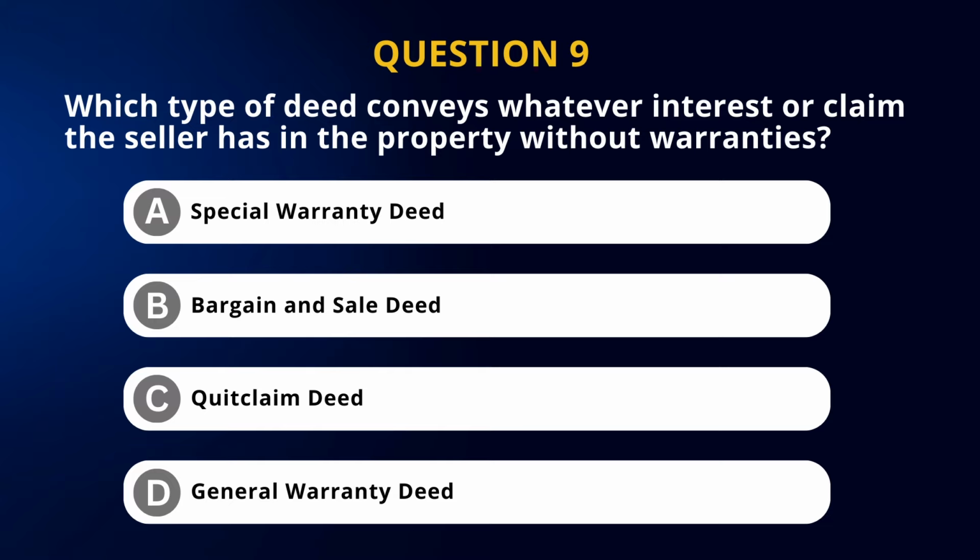Question number 9. Which type of deed conveys whatever interest or claim the seller has in the property without warranties? Letter A, special warranty deed. Letter B, bargain and sale deed. Letter C, quitclaim deed. Letter D, general warranty deed.